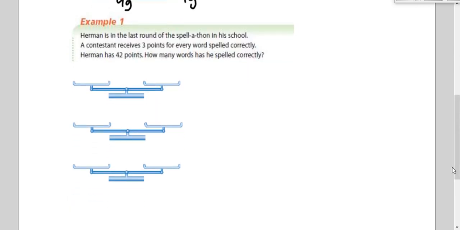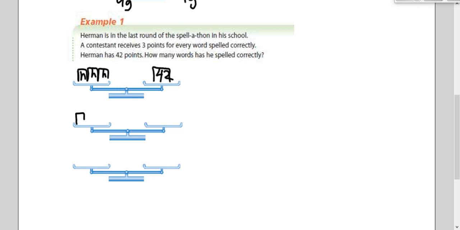Our first example here: Herman is in the last round of a spellathon in his school. A contestant receives 3 points for every word spelled correctly. Herman has 42 points. So how many words has he spelled correctly?